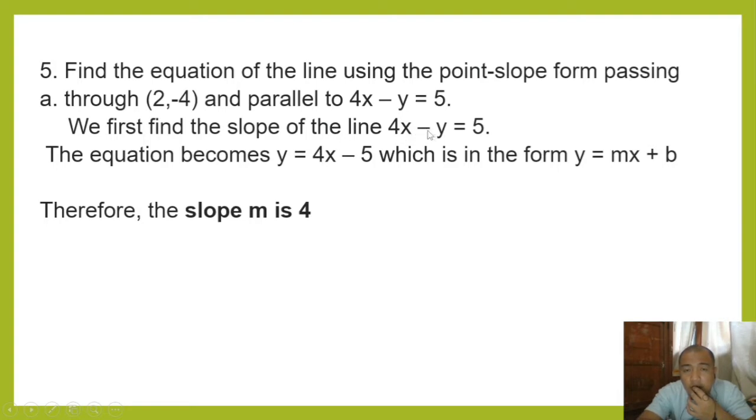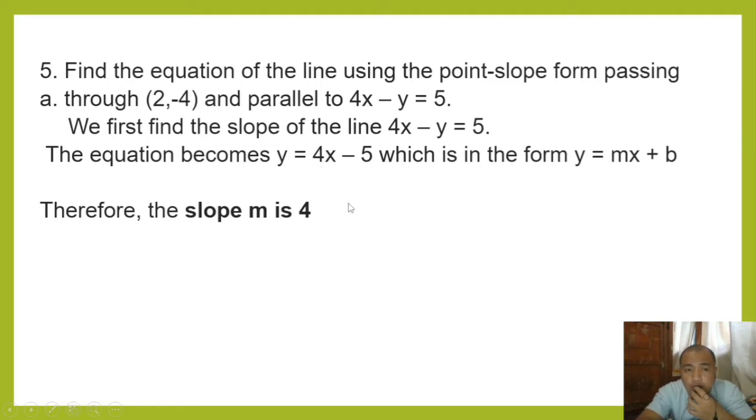First, we transpose negative y to the right side of the equation, becomes positive y. Then transpose 5 to the left side of the equation, 4x minus 5. So 4x minus y equals 5 is the same as y equals 4x minus 5, which is in the form y equals mx plus b.